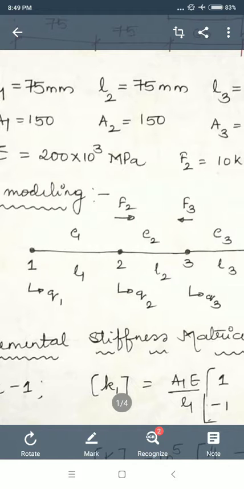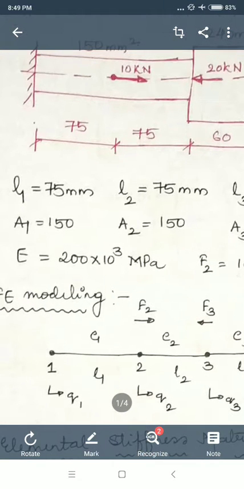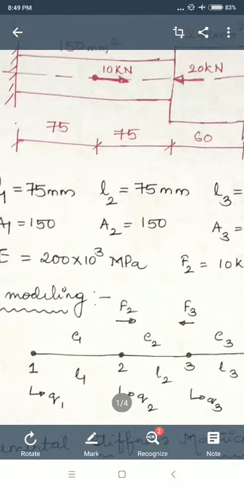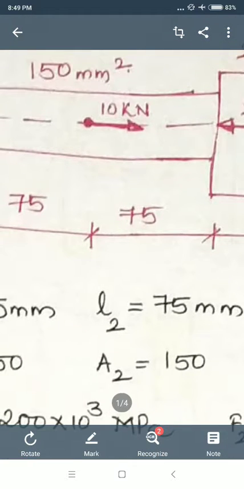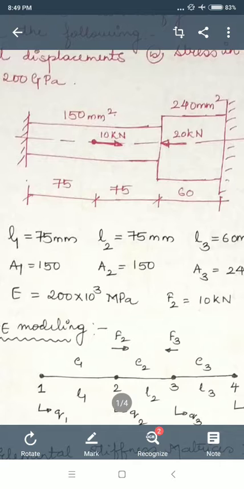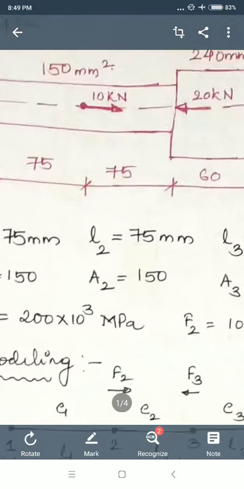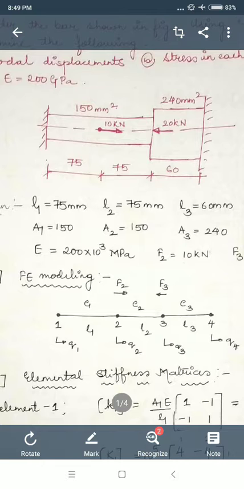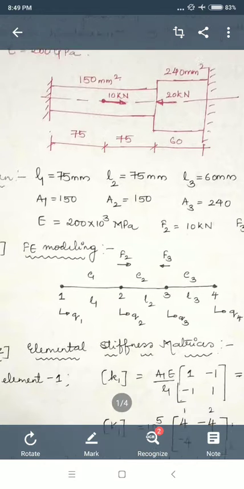F1 is the force acting at node 1. Since there is no force acting at node 1, F1 is 0. At node 2, 10 kilonewton is acting, so F2 I will take as 10 kilonewton. At node 3, a load of 20 kilonewton is acting. F3 I will take as 20 kilonewton. Since it is acting towards the left side, I will take it as minus 20 kilonewton. And at node number 4, no force is acting, so F4 is 0.